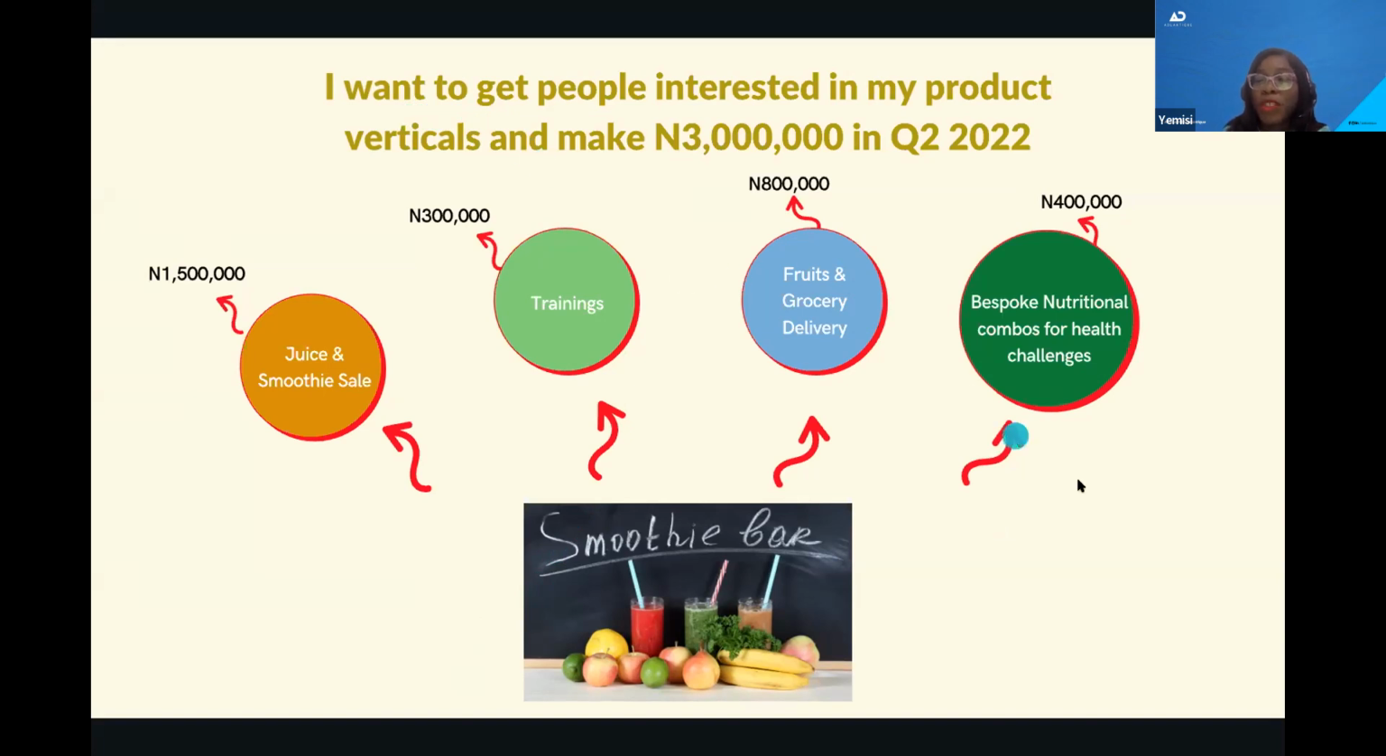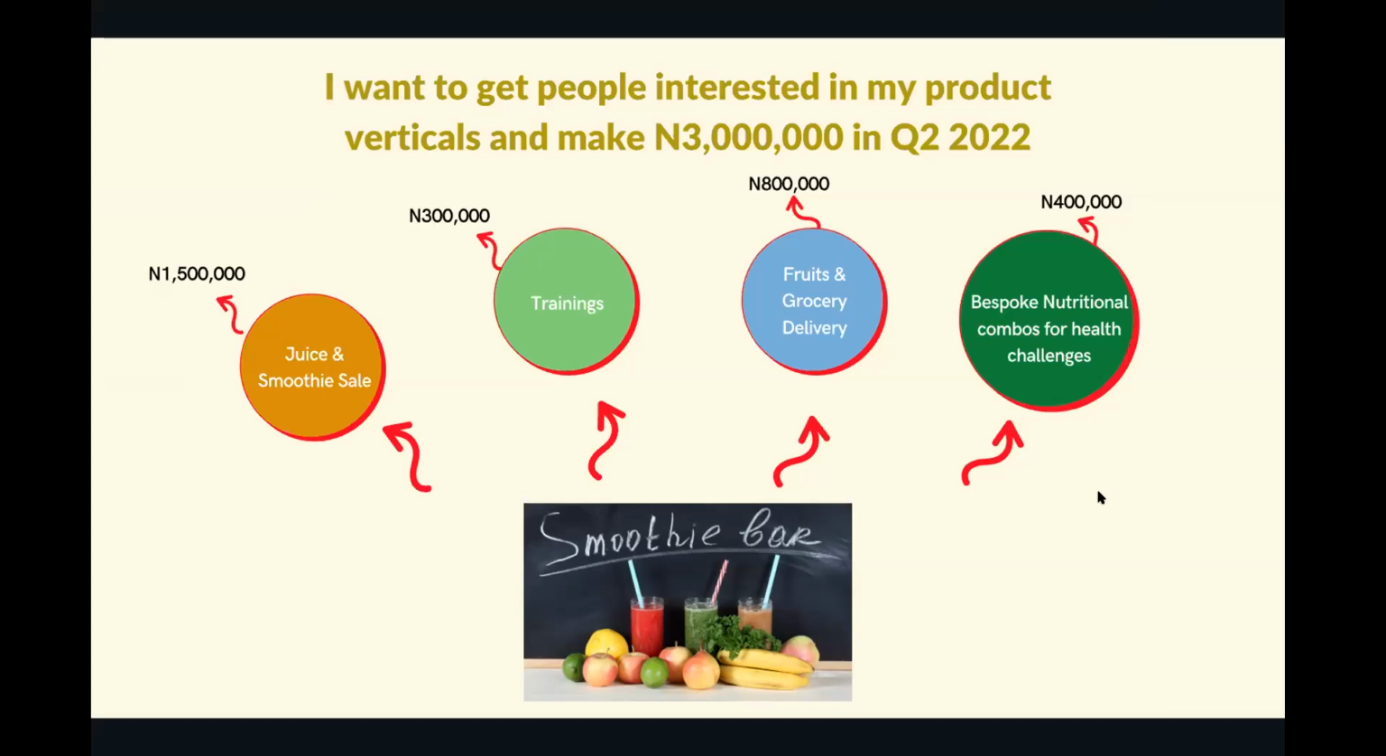Okay, so let me just tell you how all of this ties into the word digital strategy. A person that owns a smoothie bar can say, okay, I can do this. I can juice my products. I can also do trainings. I can teach people how to make certain kinds of juice. I can deliver fruits and groceries already pre-cut to people's homes. I can create bespoke nutritional combos for those with health challenges. These are different product verticals, and it's all tied into this core business, the smoothie business, right?